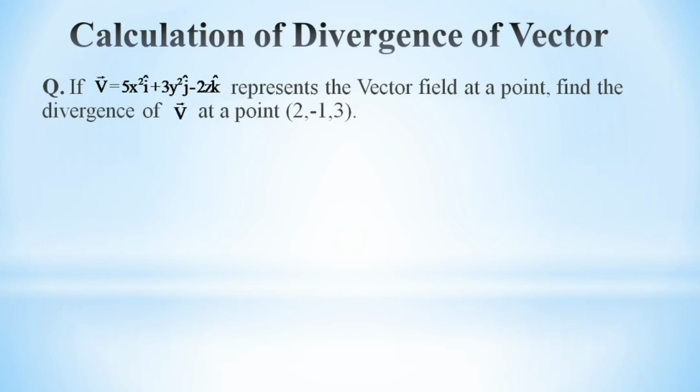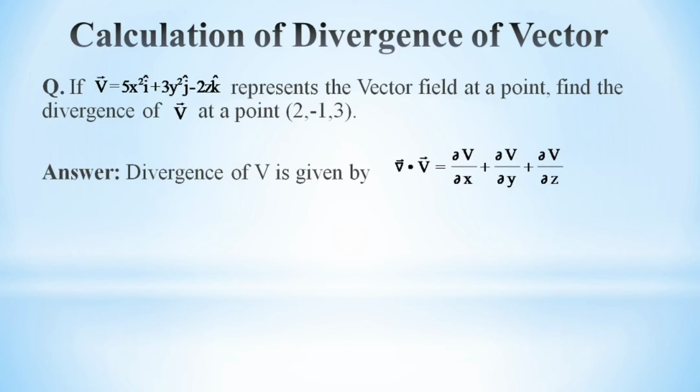Let us calculate the divergence of a particular vector field. I have chosen here 5x square i cap plus 3y square j cap minus 2z k cap as the vector field, and we will calculate the divergence of that vector field at the point 2 comma minus 1 comma 3. Divergence of a vector field V is given by del dot V, that is equal to dou Vx by dou x plus dou Vy by dou y plus dou Vz by dou z. This is by definition.